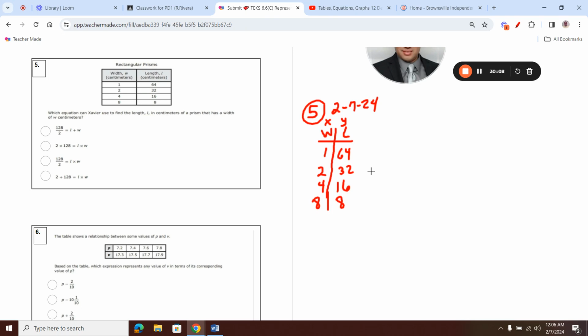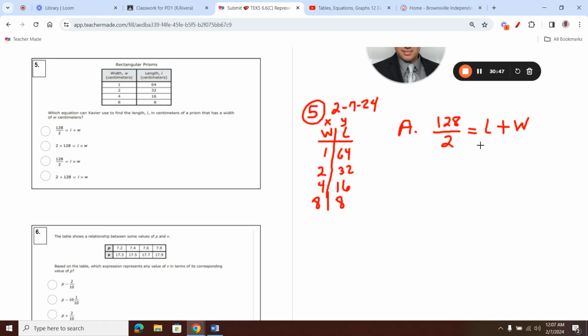Now, how do I do this? We're going to use the choices. When I have tables and equations, I'm going to use the choices to see which one makes sense. So we're going to start with letter A. You're going to copy letter A: 128 divided by 2 equals length plus width.